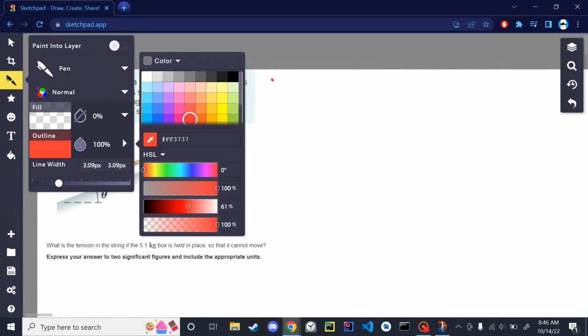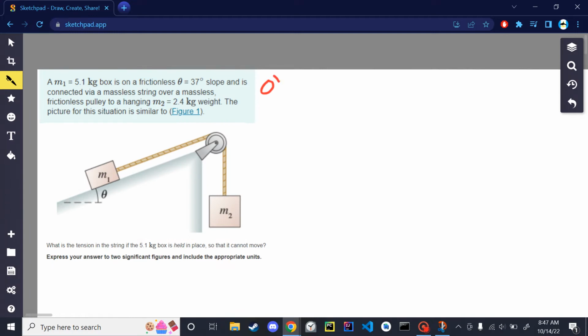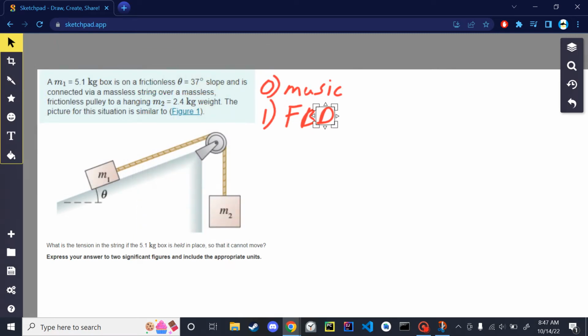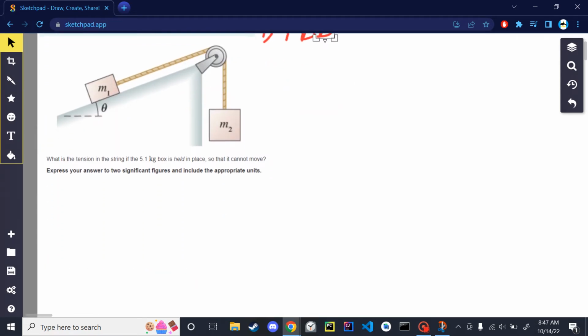So first we need to make sure we're doing the correct steps. So obviously step 0 is throw on music so that you don't go insane. And then step 1 is draw free body diagrams so that I can get all the forces set up correctly. So I'll do all of box 1 in blue. Let's just go and scroll down here.